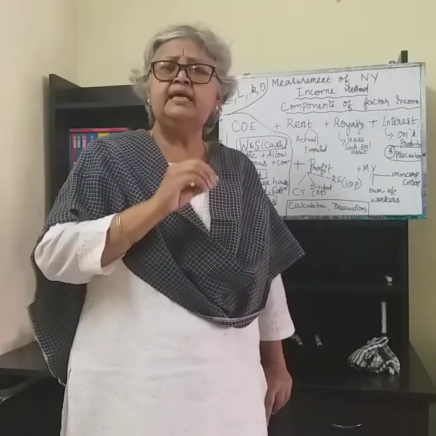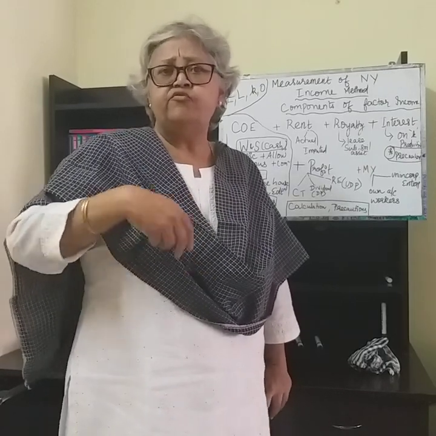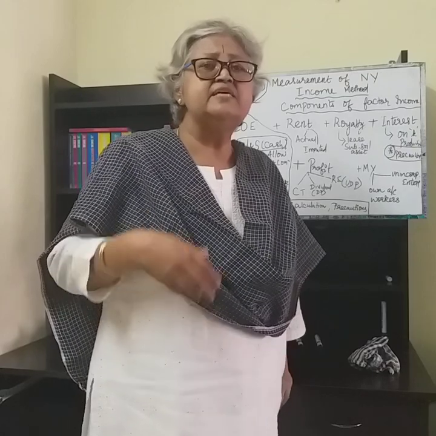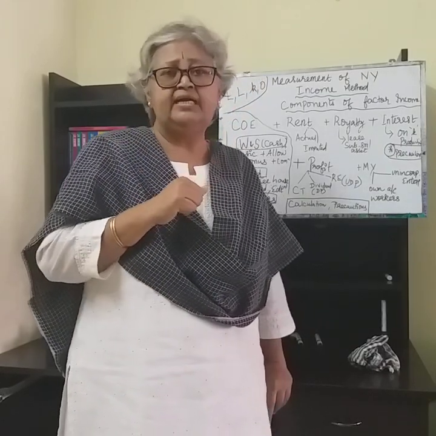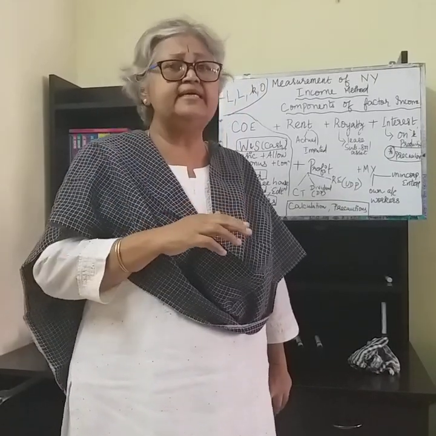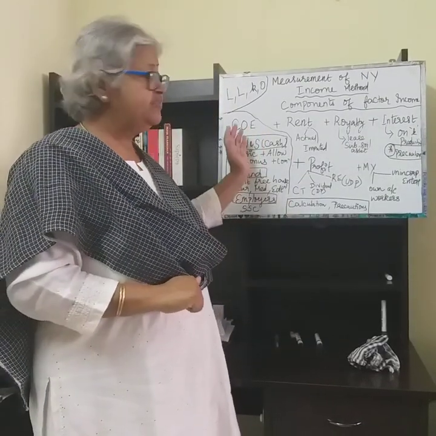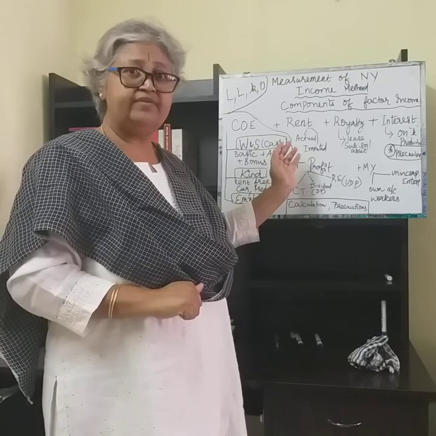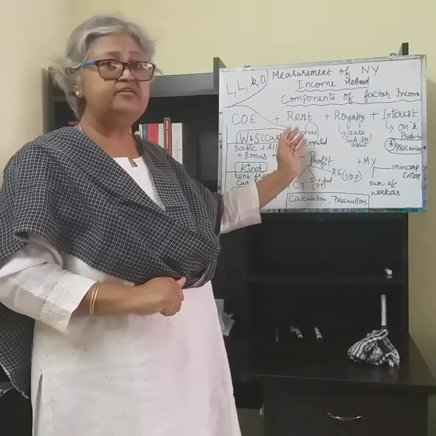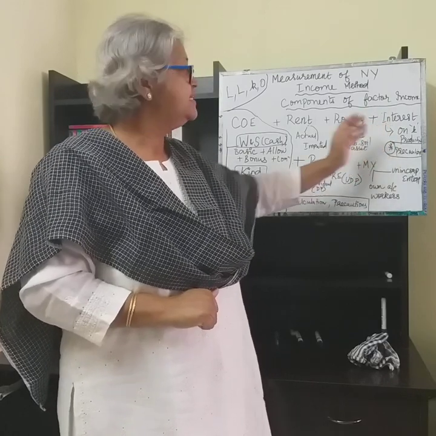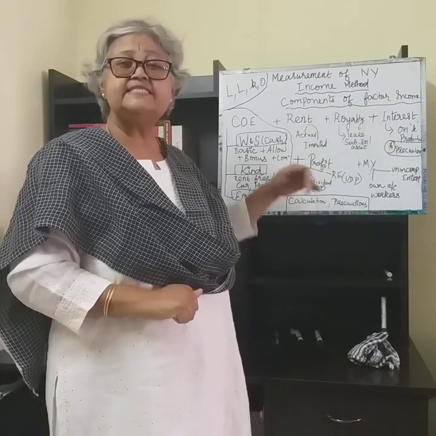It is only the interest for the amount that is going to be borrowed for productive purpose which would make up the factor payment, and only such interest will be taken into consideration. So we have the COE or the compensation of employees, we have the rent, the royalty, and then the interest. The next component is profit.